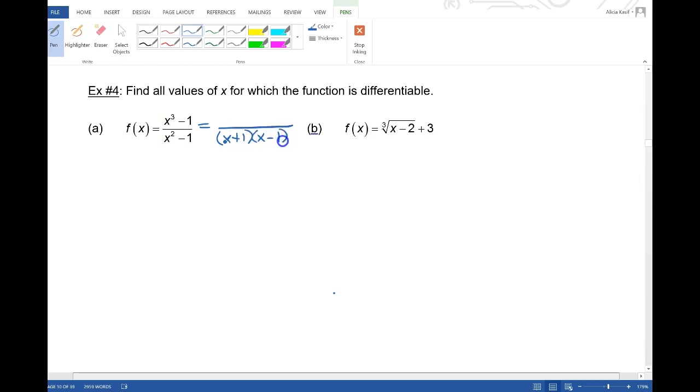So, do we care about the numerator? No. We just care about the denominator. So these are discontinuities, right? It doesn't matter if it's a removable discontinuity or a vertical asymptote. It's still not continuous there. So where is it differentiable? Everywhere except those points.